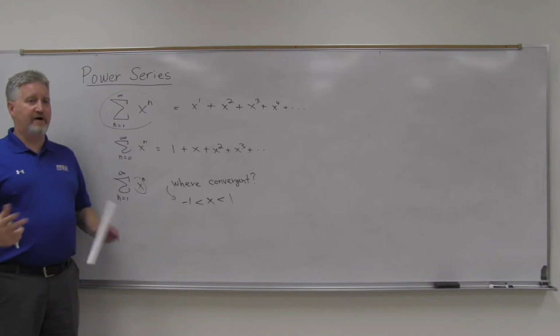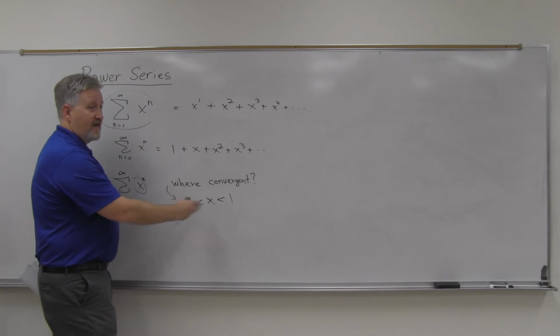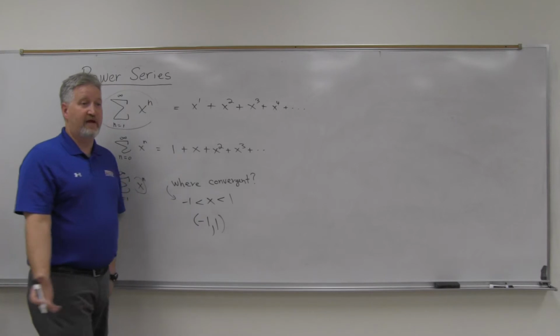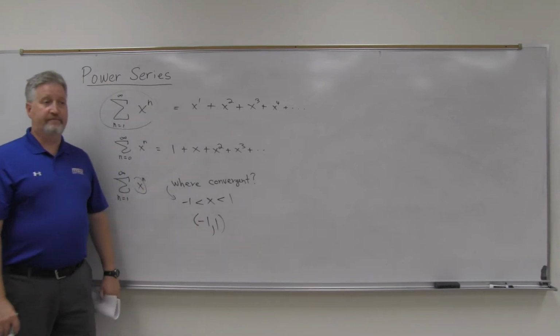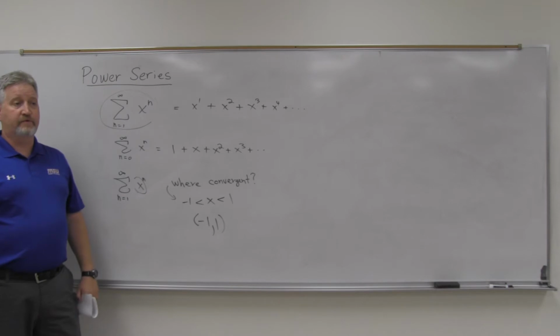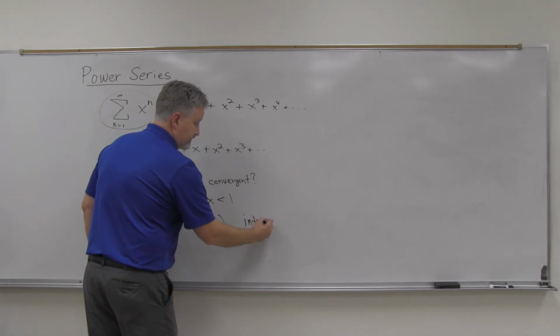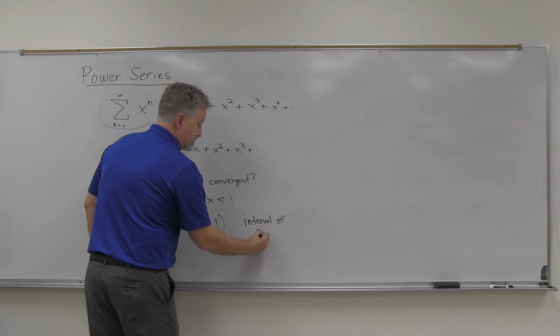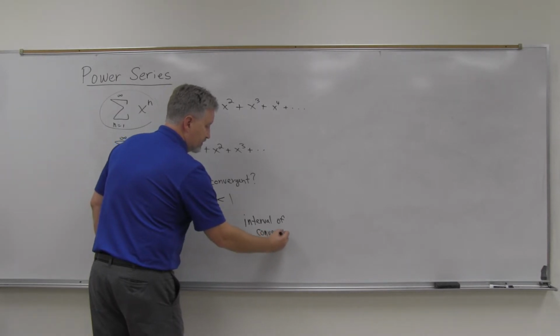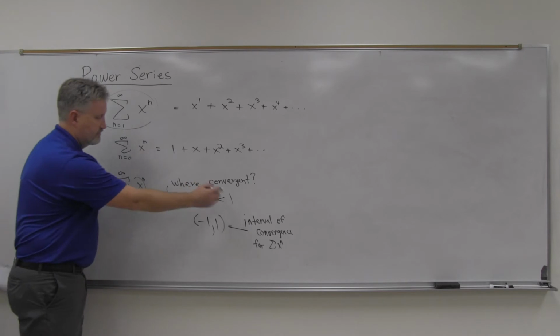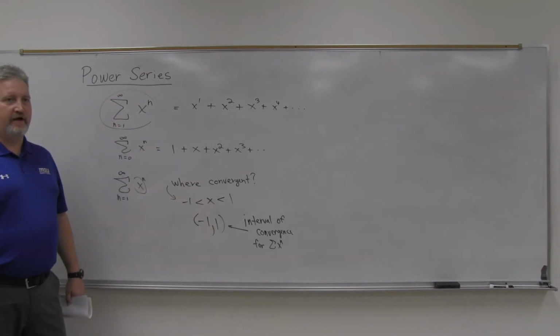Now we can write that a couple of ways. I mean, we could write that as an interval, just like intervals we had before. (-1, 1), meaning everything between -1 and 1, not including the endpoints. So for this reason, this is called the interval of convergence for this particular series. And like I said, you can write it both ways, it's okay.